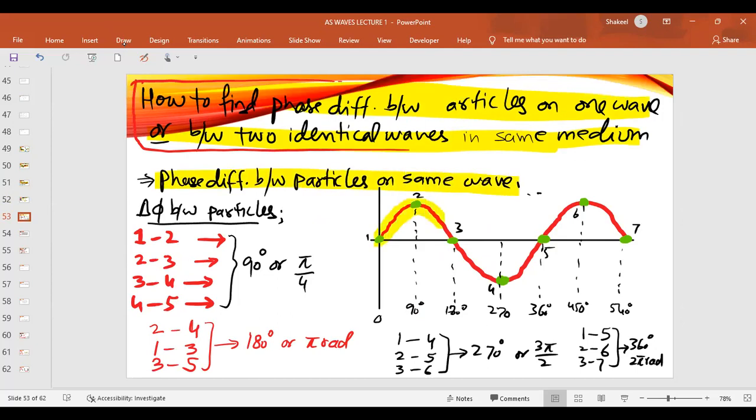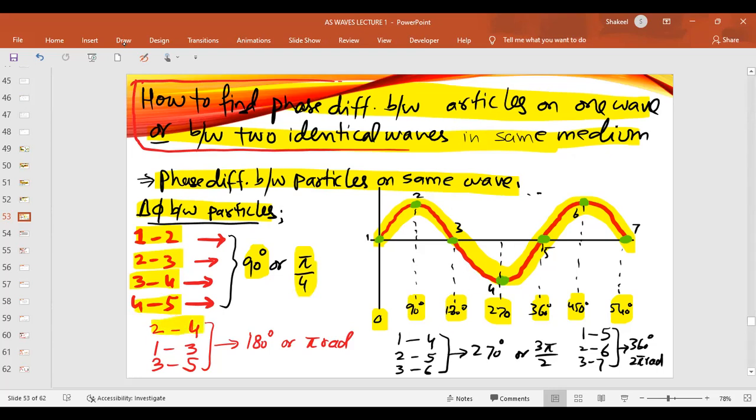So this is the one wave, and there are many particles on it, like 0, 1, 2, 3, 4, 5, 6, 7. And below it, all the angles are given. Particle 1 is 0, particle 2 is 90 degree, 180 degree, 270, 360, 450, 540. Now you have to find the phase difference between particles 1 and 2. So the phase difference between particle 1 and 2 is 90 degree. Why? Because 1 is at mean and 2 is at extreme. So it is 90 degree straightforward, or pi by 2. Similarly, between 2 and 3, 3 and 4, 4 and 5, between every two adjacent particles, the phase difference is pi by 2.